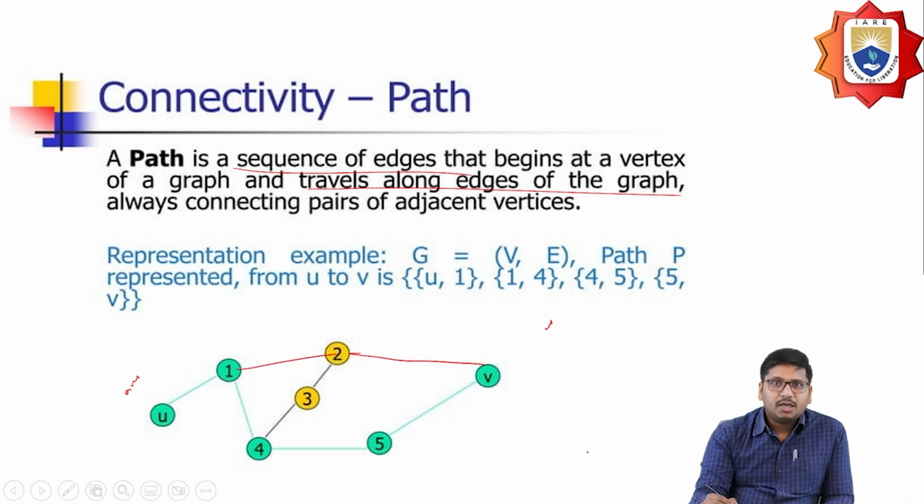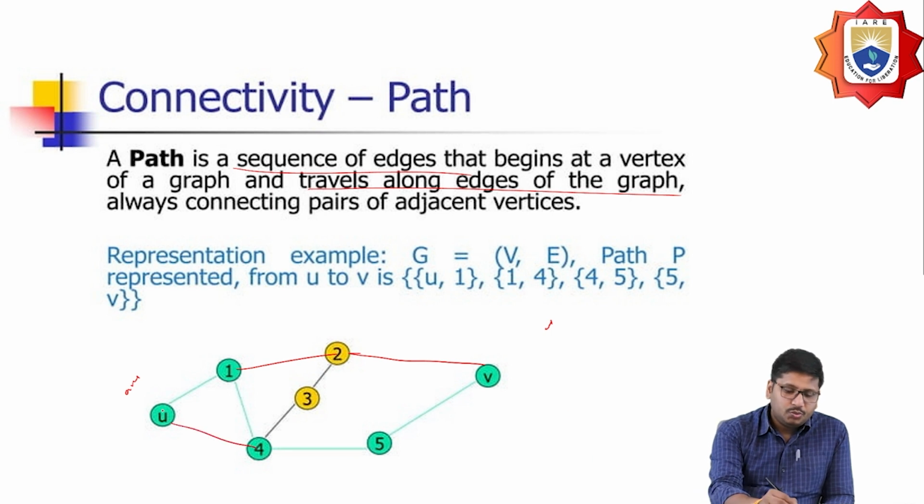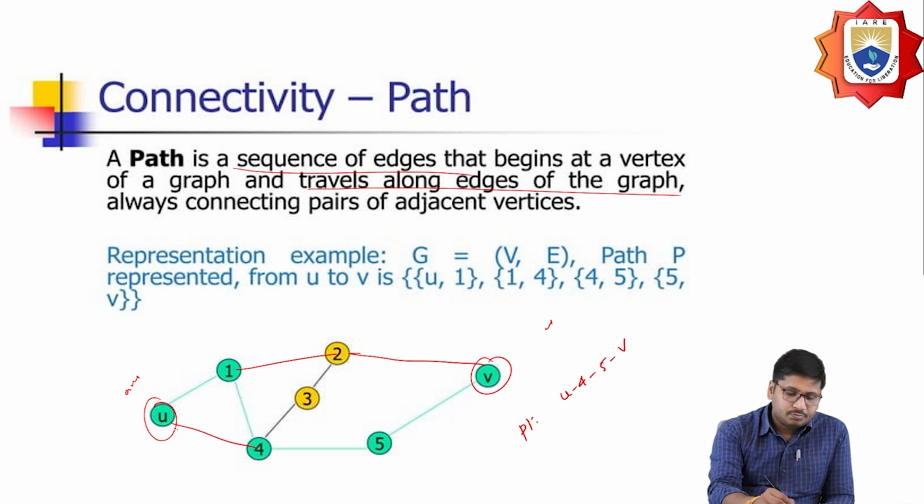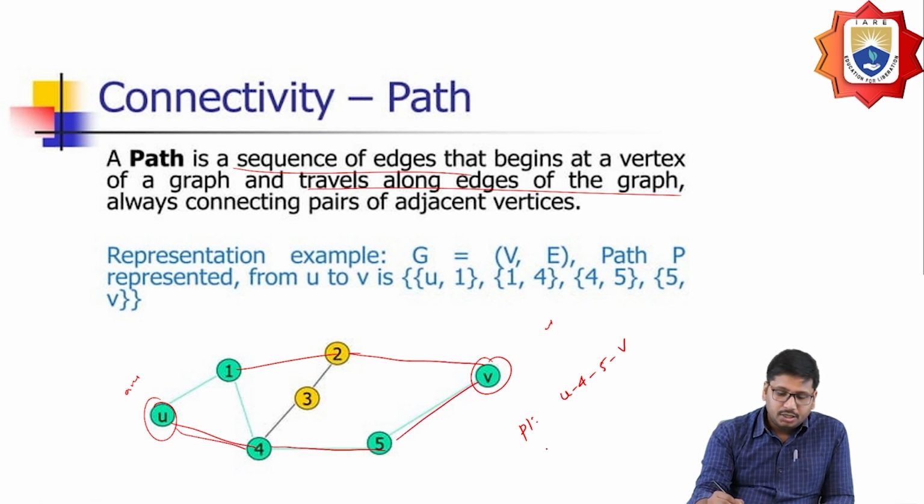So what are the paths I can use to reach from u to v? One path is u to 4, 4 to 5, 5 to v. This is also another path, and another path is u to 1, 1 to 2, and 2 to v. This is another path.